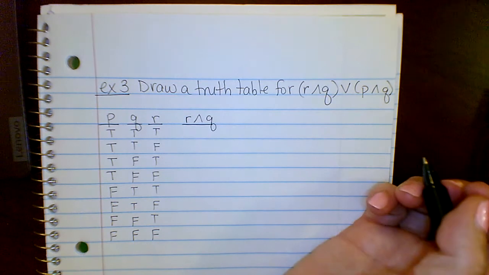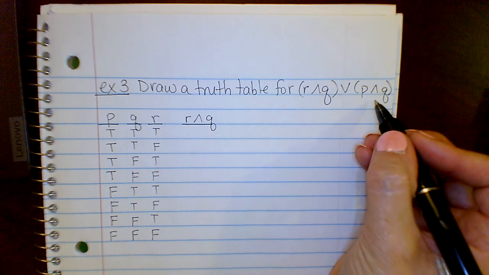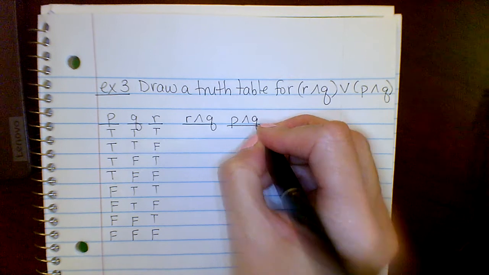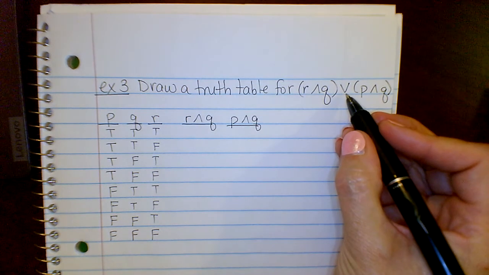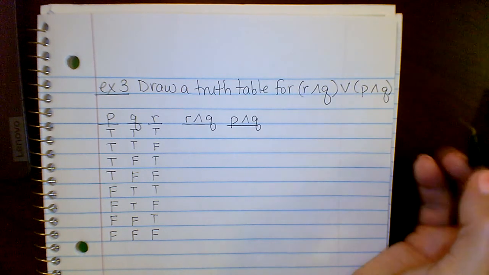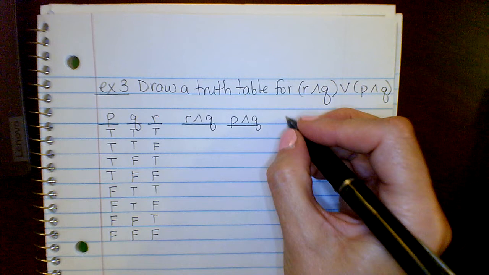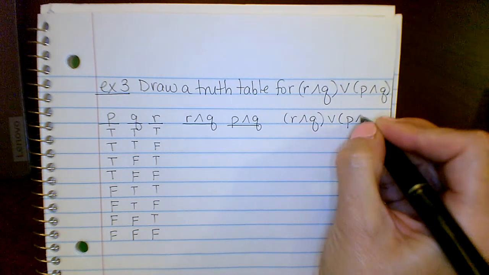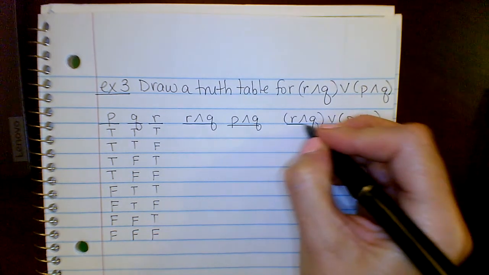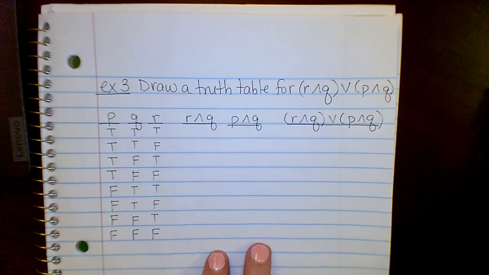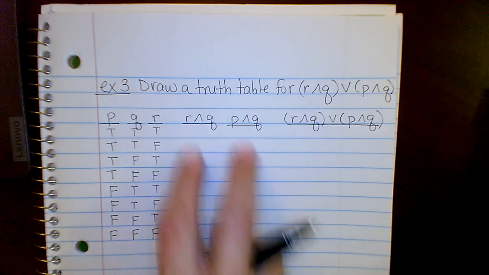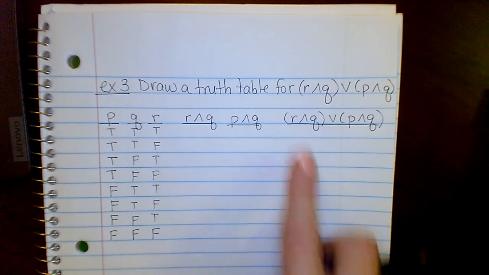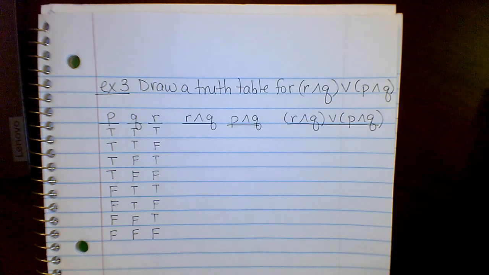So we're going to do that column. Then I'm going to do a P and Q column. Then I'm going to do the OR of those 2 answers. So that's why I'm doing this work along the way. You are not supposed to skip this and just guess or try to do this in your head. That's a little too much for 3 truth values.